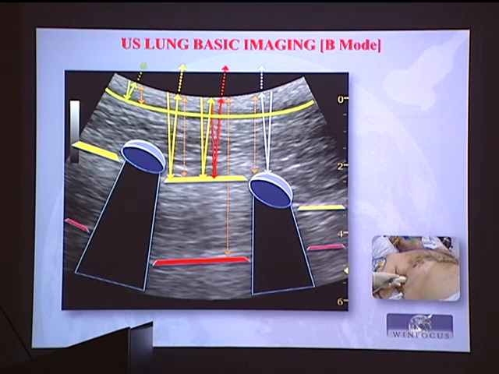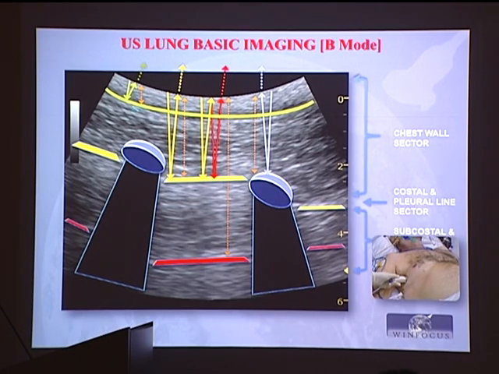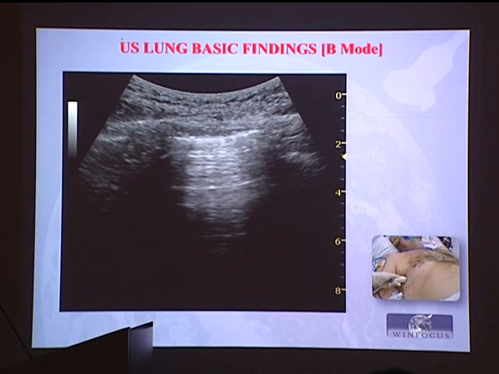So when I see A lines, the mirror image of the chest wall, I know that there is air. What kind of air? Alveolar air of a dry lung or intrapleural air of a pneumothorax? I don't know from this picture. I need other signs that we'll review in a while. So this is how we first have the image divided in three sectors. The pleural line will divide this into the extrapleural sector, the pleural line itself, and the subpleural sector.